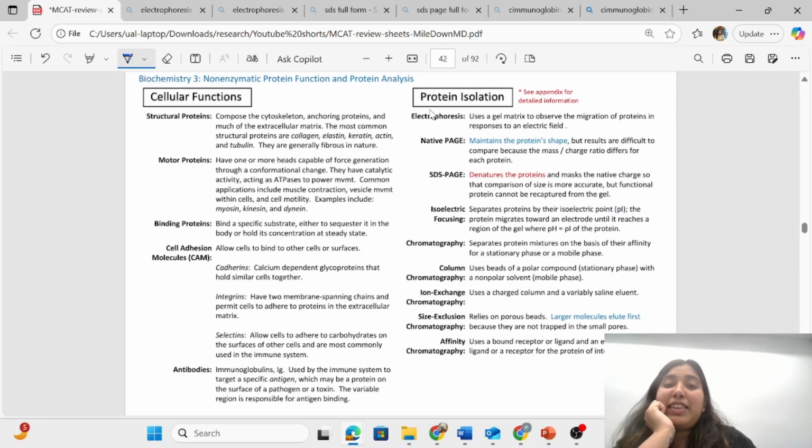Now, how can we isolate protein? We know there's a primary structure, which is a big amino acid chain. So how can we know which protein is which? By knowing the primary structure, we will know what protein is what, and to know that, we have different techniques. One of the techniques is called electrophoresis.